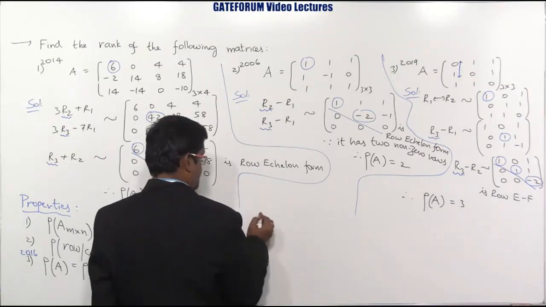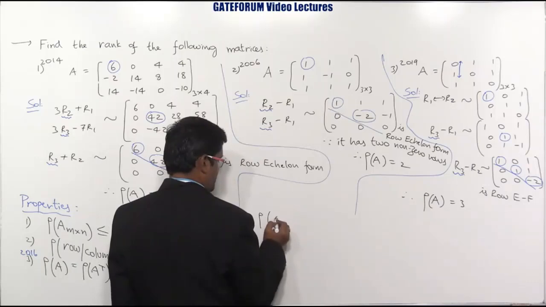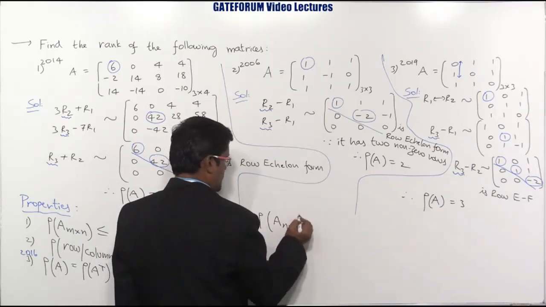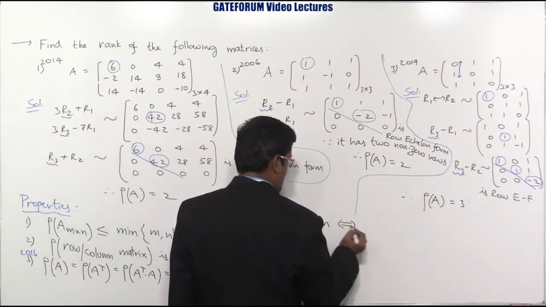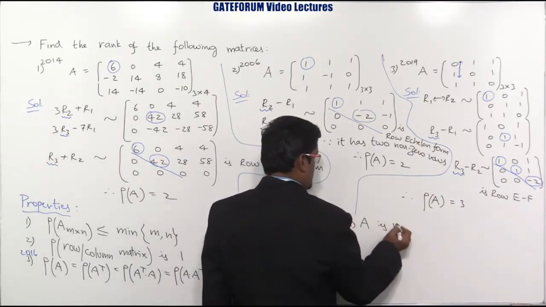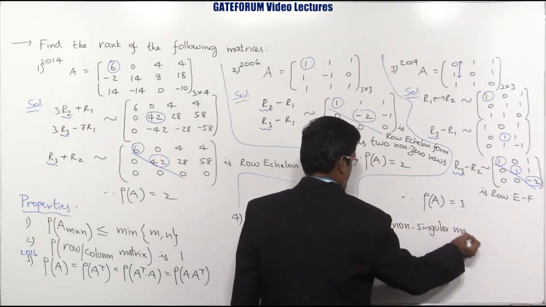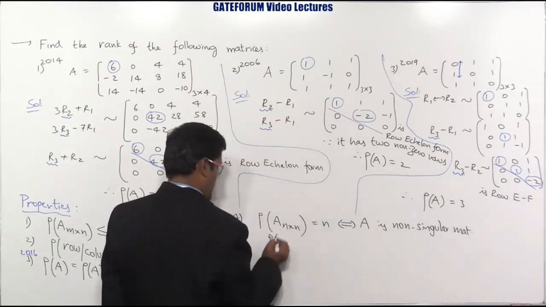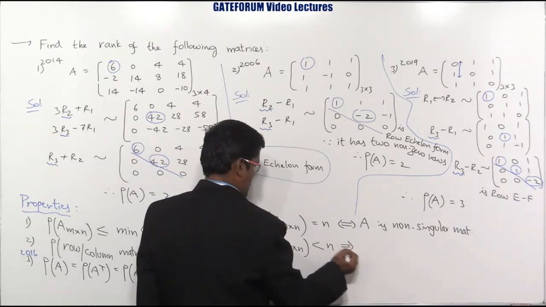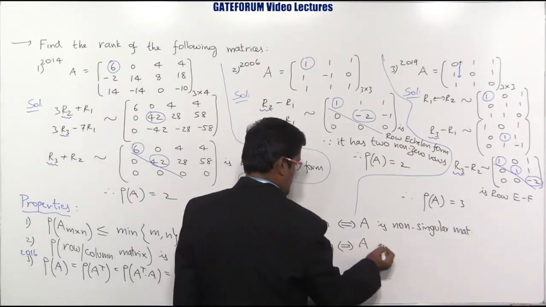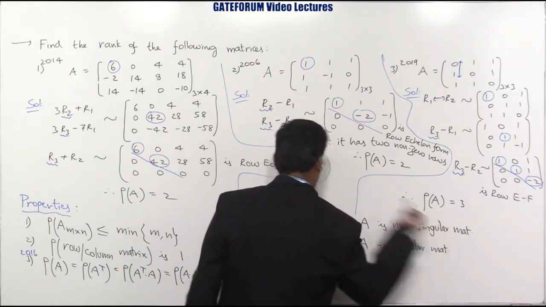Number 4. Rank of A, n cross n, is equal to n, if and only if A is a non-singular matrix. Rank of A, n cross n, less than n, if and only if A is a singular matrix.